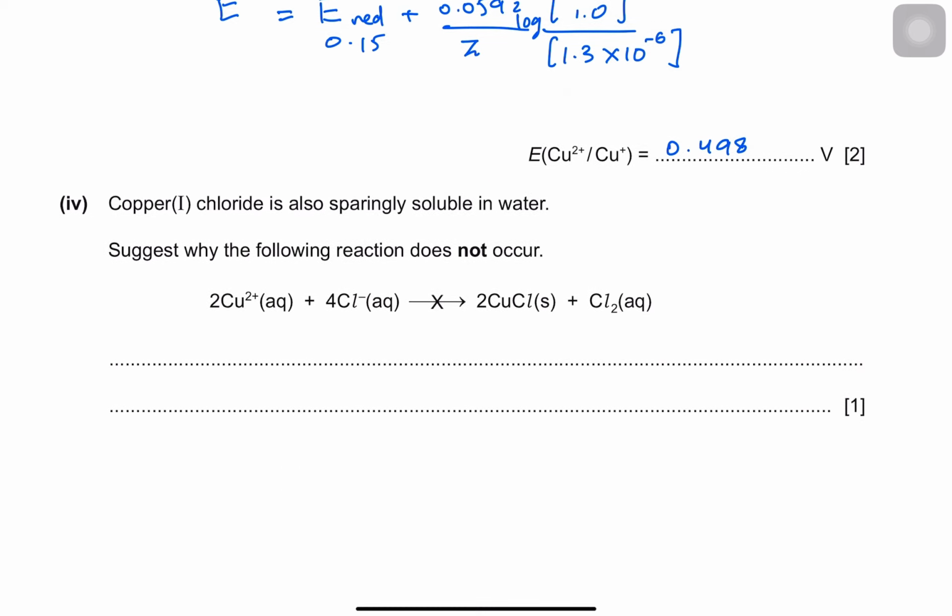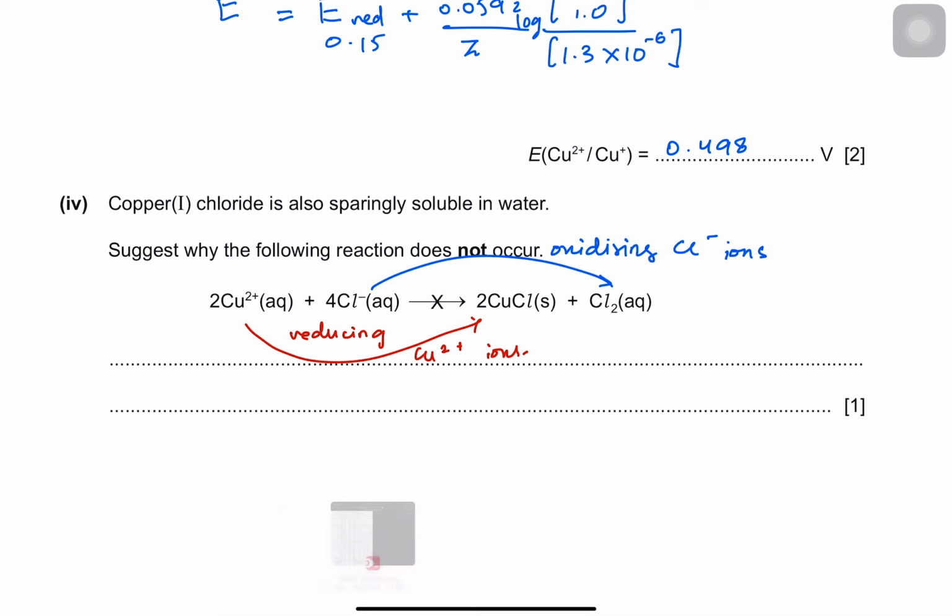Copper chloride is also sparingly soluble in water. Suggest why the following reaction does not occur over here. In this reaction, you're kind of oxidizing chloride ions, and you're kind of reducing copper 2 plus ions. Maybe this reaction is not possible. I'm just assuming because copper 2 plus ions cannot oxidize chloride ions. I'll go back and check, because chloride can't be oxidized that easily.